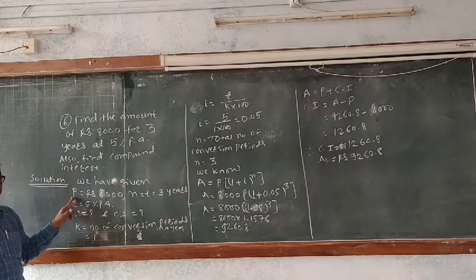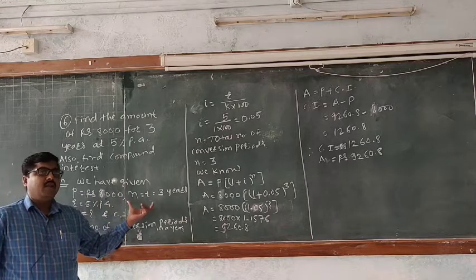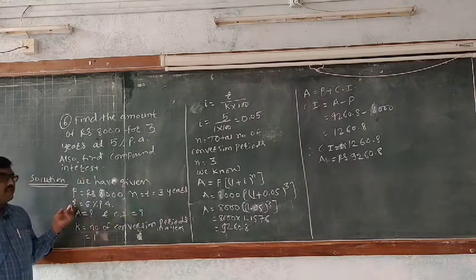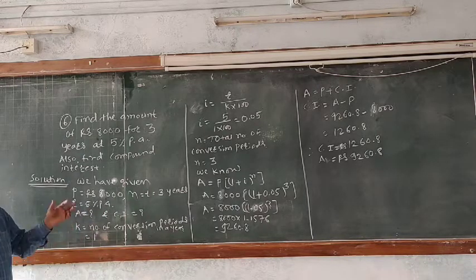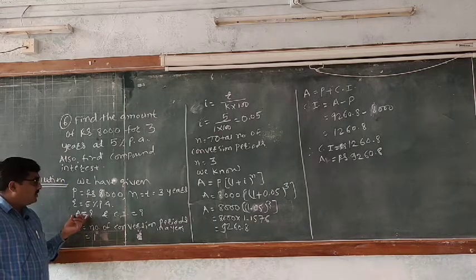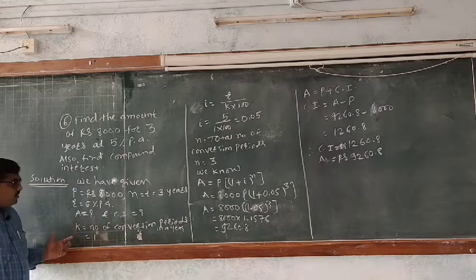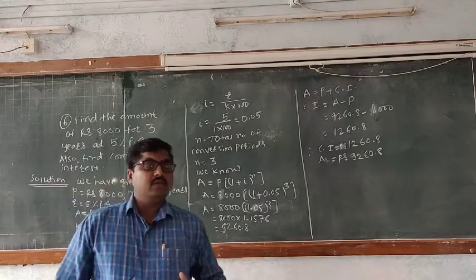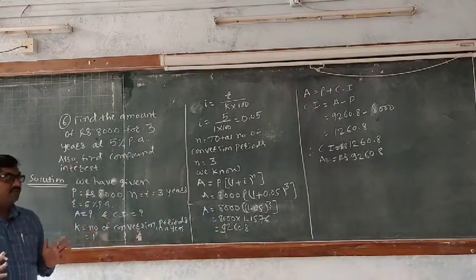principal is rupees 8,000, n or time is 3 years, r, rate of interest, is 5% per annum. Now in this problem we have to find these two terms, that is amount and compound interest. Before going to amount and compound interest, first we should calculate the necessary terms.